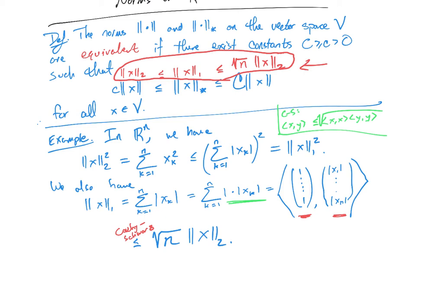So the 1 norm and the 2 norm on Rn are equivalent norms because square root n is constant for our purposes. We're not thinking about the dimension as changing. So that square root n really is a constant. Okay, any questions on that?